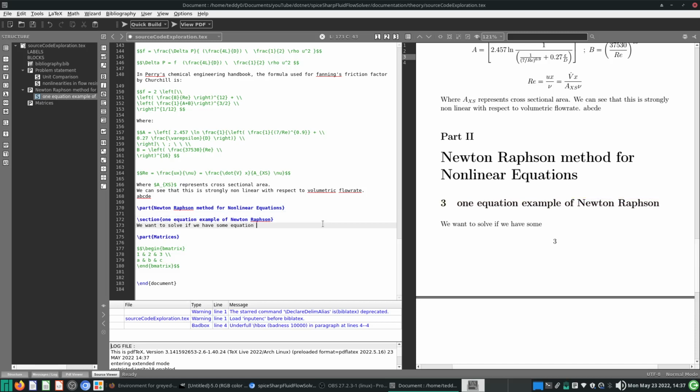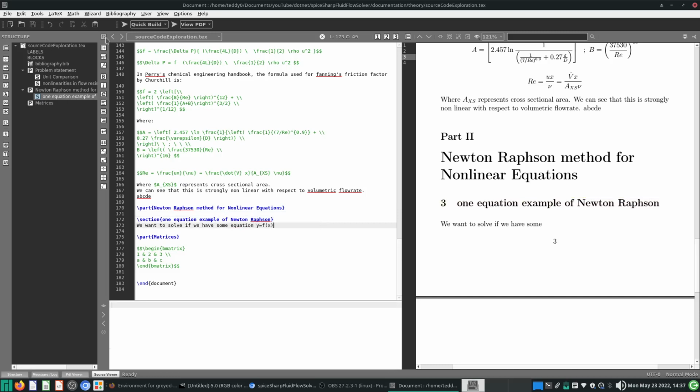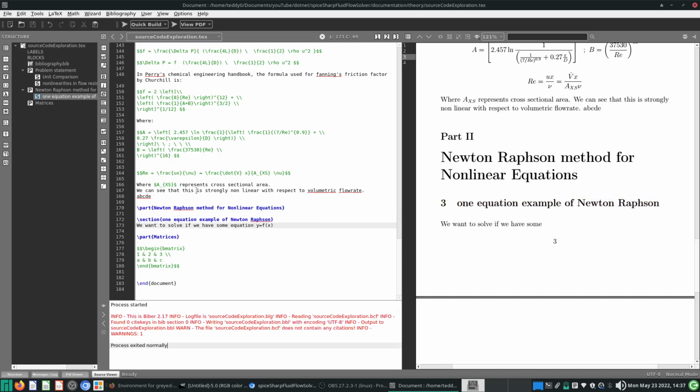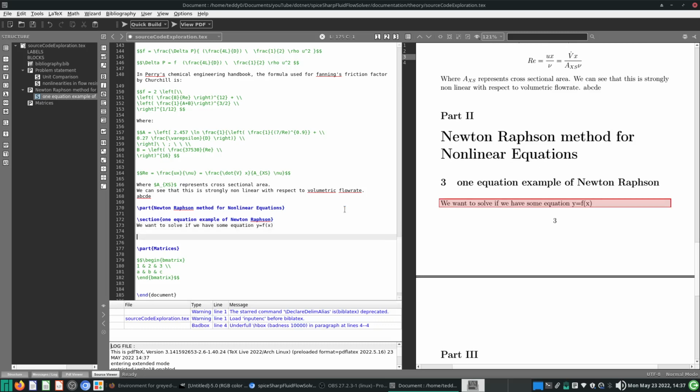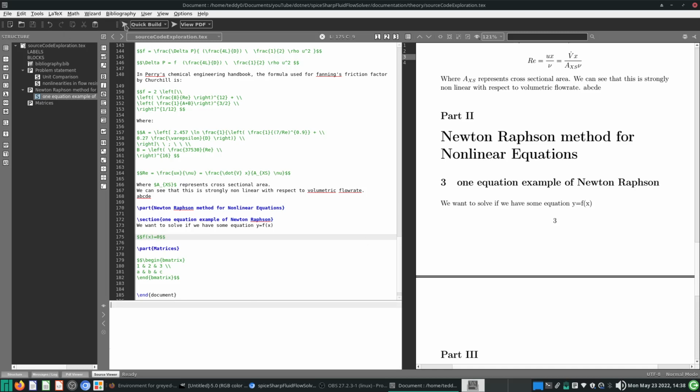We want to solve, if we have some equation y equals f(x), I'm going to compile. Let's do a quick build. We want to solve this equation, f(x) equals 0.